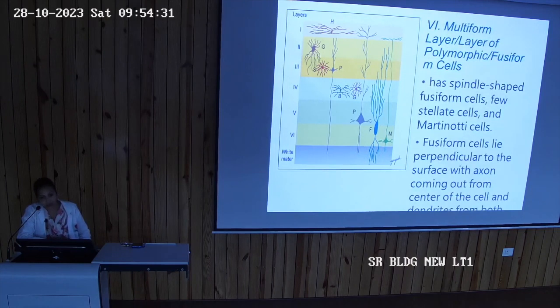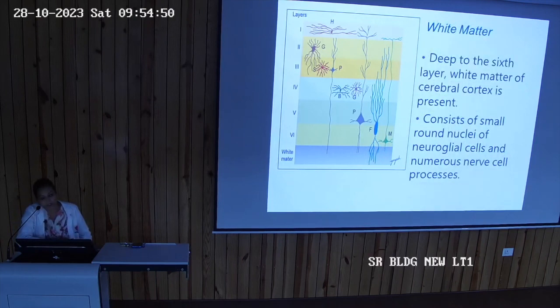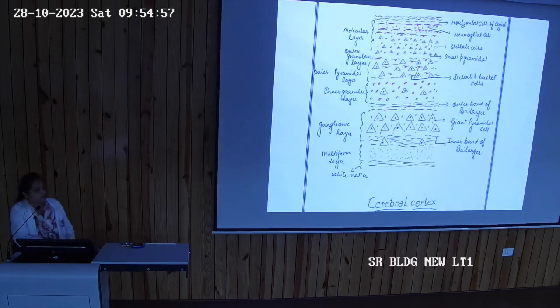Last one is multiform layer. Now, spindle shaped cells, fusiform cells are present in abundance in the multiform layer. These cells are perpendicular to the surface and they have dendrites coming from their poles, and from the center the axons arise. White matter, deeper to the sixth layer, consists of small round nuclei of neuroglial cells and numerous nerve processes. Now, this is the diagram. You have to draw this diagram in the histology section, which also describes the different parts along with the layers that we have discussed, the outer and the inner band of Baillarger.